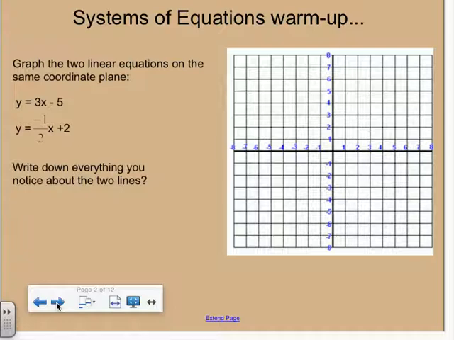Write down: graph the two linear equations on the same coordinate plane. I'm going to go down to -5. That's my y-intercept. That's why it's written last here. So I'm at -5, and I'm going to go up 3 over 1, up 3 over 1, up 3 over 1. All right. That might be the straightest line of the year. Maybe not. My second one is a +2.